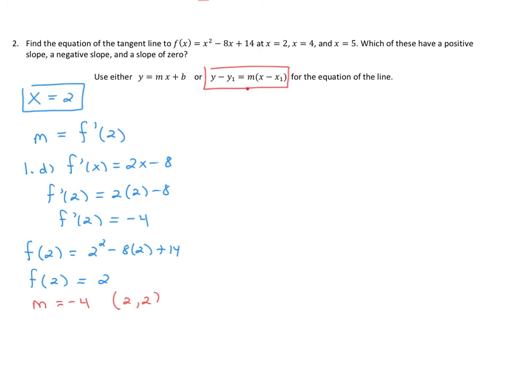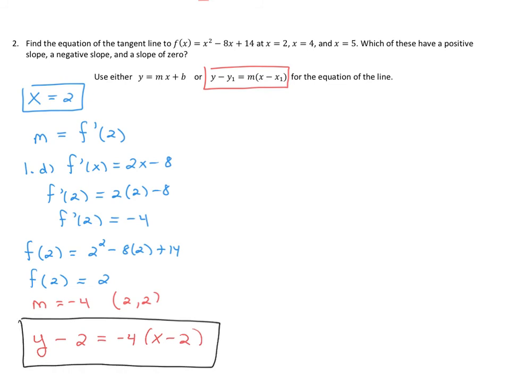I'll put negative 4 here. I'll put this 2 here. And I'll put this 2 here. So here's my equation. It's y minus 2 is equal to negative 4 times x minus 2. And I'm actually going to leave the answer just like this. If you wanted to, you could solve it for y equals mx plus b, but this is the equation of the tangent line.